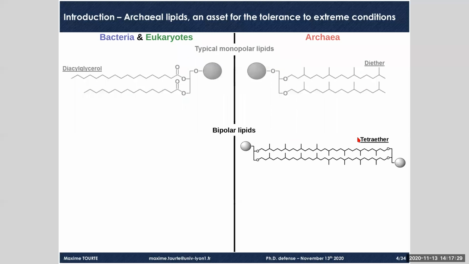But Archaea are also able to synthesize very specific lipids that are bipolar. So they have a polar head group on each side of the molecule, and they are much bigger than the typical monopolar lipids in Archaea. And as such, these bipolar lipids, also called tetraethers, can form monolayer membranes that are even more stable, rigid, and impermeable than the typical bilayer of Archaea.